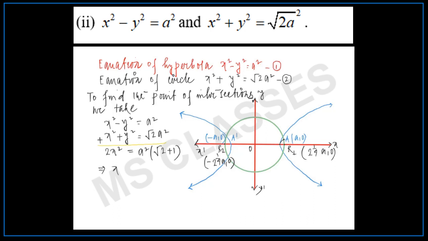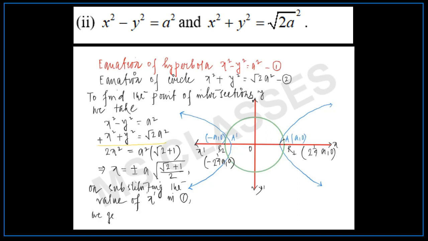And from this we get that x can have the two values here. There is plus minus a under root of root 2 plus 1 by 2. Now substituting this value of x in equation 1 or 2, anyone we can substitute. On substituting the value of x in 1, we get y equal plus minus a under root of root 2 minus 1 by 2.